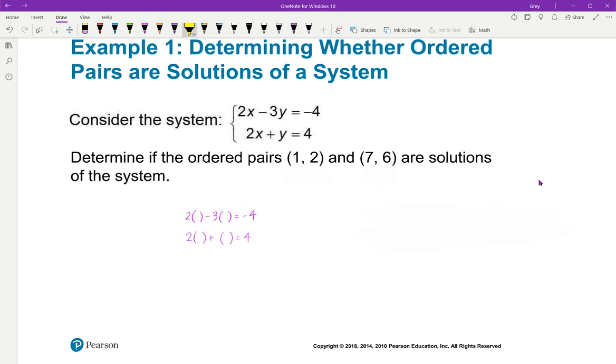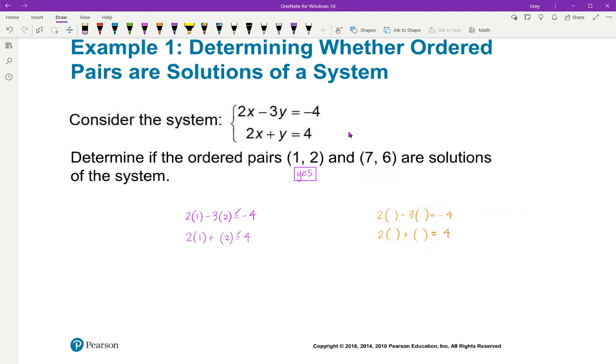2x minus 3y equals -4. 2x plus y equals 4. And I'm going to plug in 1 for x and 2 for y. This one checks. 2 minus 6 is -4. Plug in 1 for x and 2 for y. 2 plus 2 is equal to 4. So that checks. So that is a solution to the system.